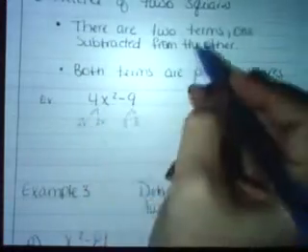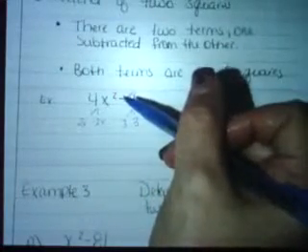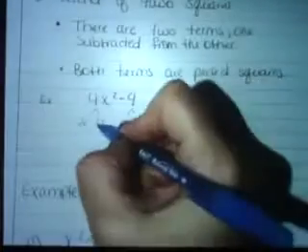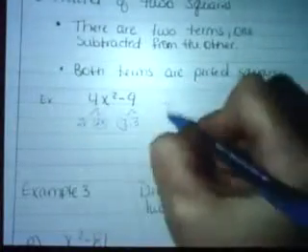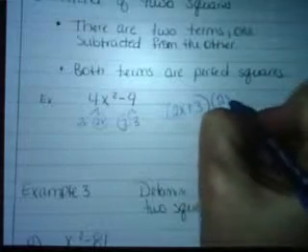Is each term a perfect square? Yes, we're going to have 2x times 2x, 3 times 3. Since this is negative, when I multiply, I know I have to have a positive and a negative, so this would factor to be 2x plus 3 times 2x minus 3.